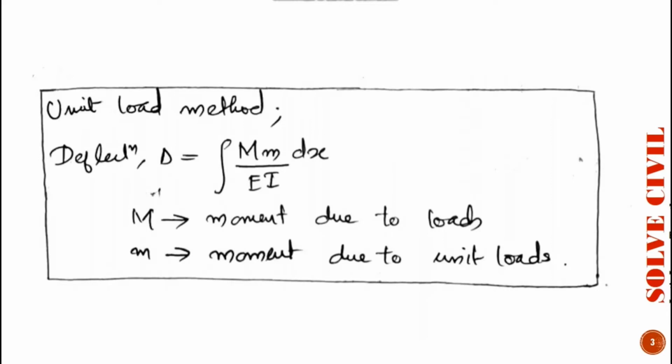Before starting, let us know about unit load method. It is better to solve this kind of problem through flexibility method using the unit load method. According to unit load method, we know that deflection delta equals integral of M m by EI dx. Capital M is the moment due to the loads given and small m is the moment due to unit loads.